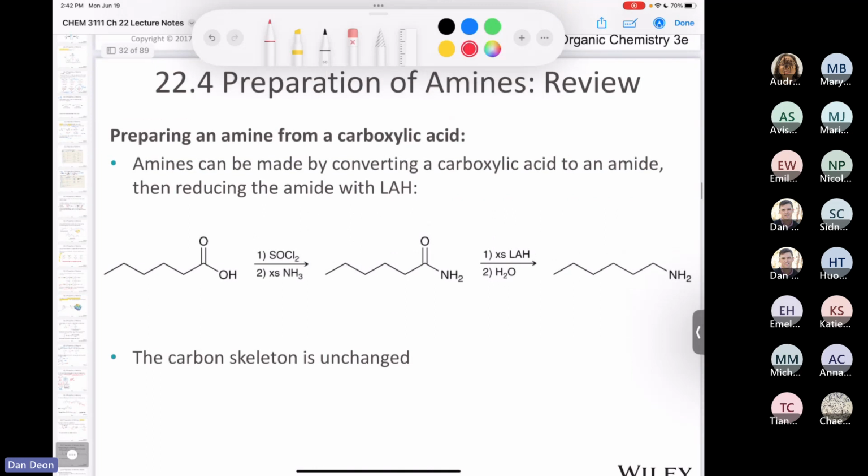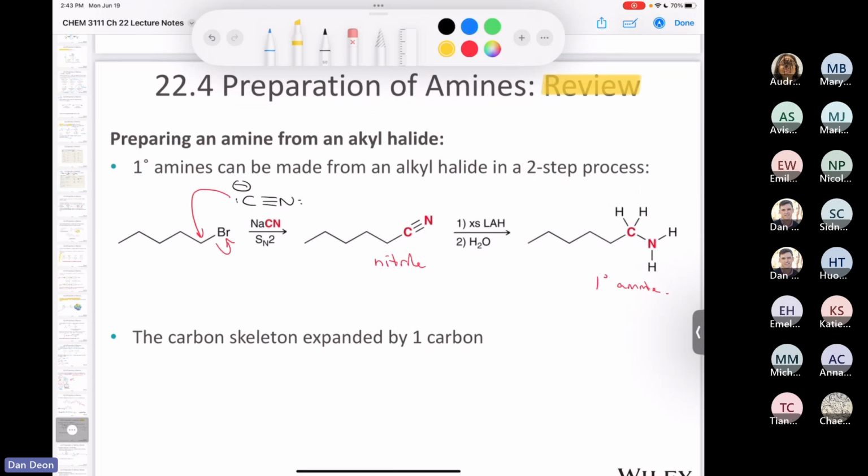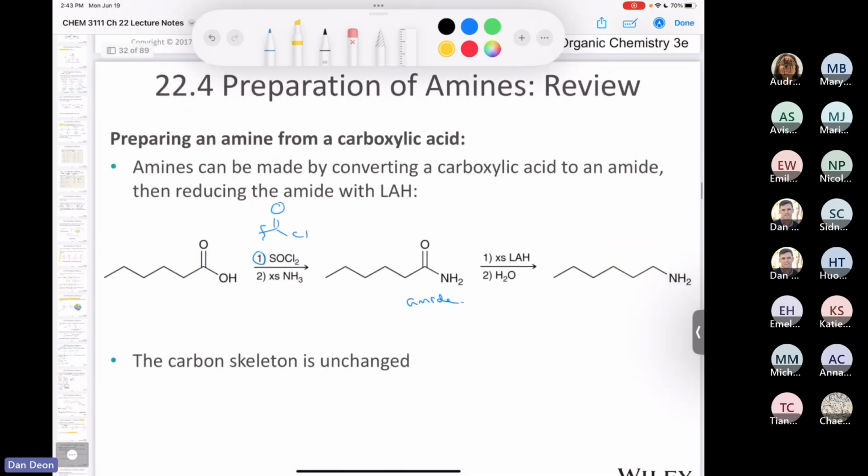Another way that we learned was from a carboxylic acid. So if we take a carboxylic acid, make the acid chloride, right? So in step one, we end up making the acid chloride. Then we treat it with excess ammonia to make the amide. So this is an amide. And then we reduce the amide with lithium aluminum hydride, followed up by treatment with water. And we end up making a primary amine. Now you notice the difference between the two methods. In the one on the top, or the previous slide, you end up adding a carbon. Whereas in this version here, where you start with the carboxylic acid, the carbon skeleton is unchanged. So you're not adding any carbons in this situation.